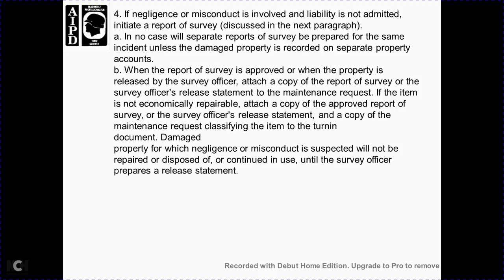If negligence or misconduct was involved with liability not admitted, initiate the report of survey, discussed in the next paragraph. No case for a separate report of survey will prevail for the same incident unless the damaged property is recorded on separate property accounts.